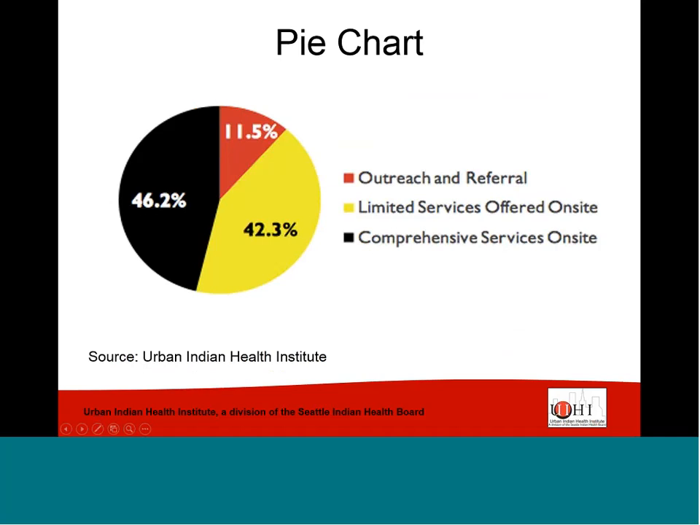And here's a picture of a pie chart. So this also came from the Urban Indian Health Institute. And as you all may be familiar with, this actually shows the distribution of the types of urban Indian health programs. So in this pie chart, you can see that, and pie charts are nice when everything adds up to 100%. So you've got 100% of urban Indian health programs, and 11.5% of them are outreach and referral, and so forth and so on. So this is another example.